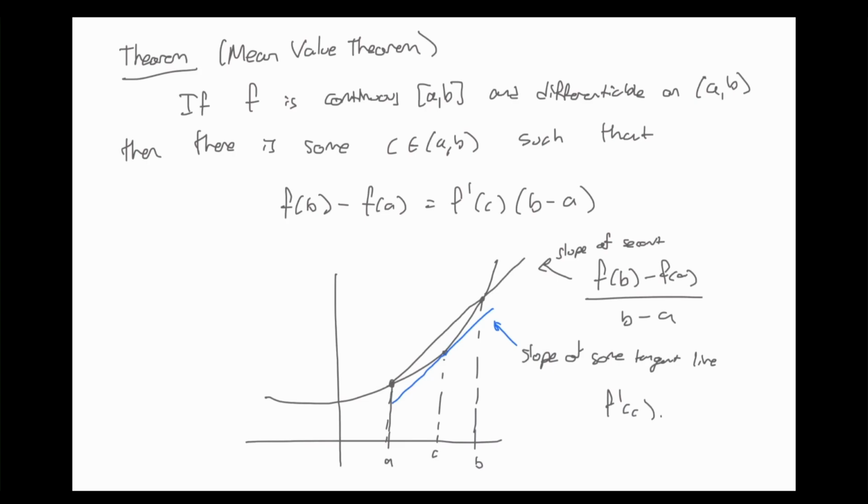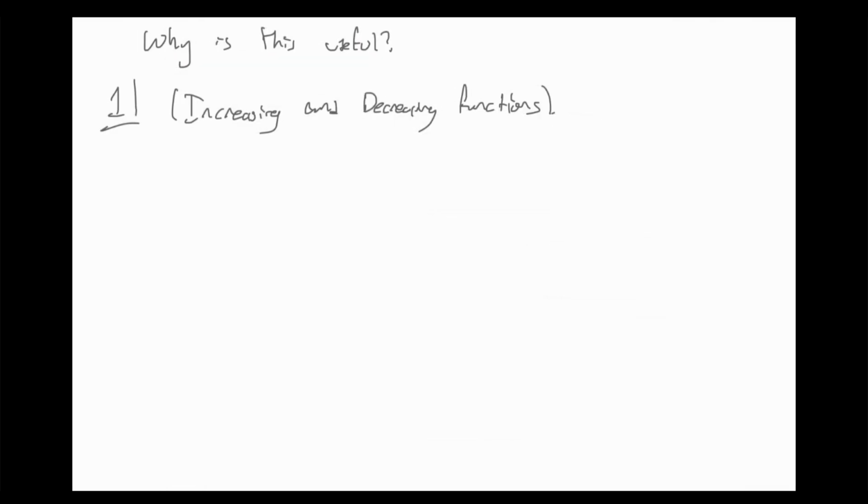I want to talk about three different theoretical applications for this and how it might power stuff that you've been using this whole time without seeing a proof of it. Okay, so the first application I want to talk about is to increasing and decreasing functions.